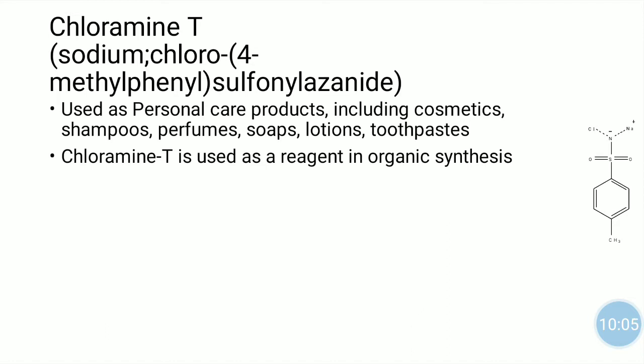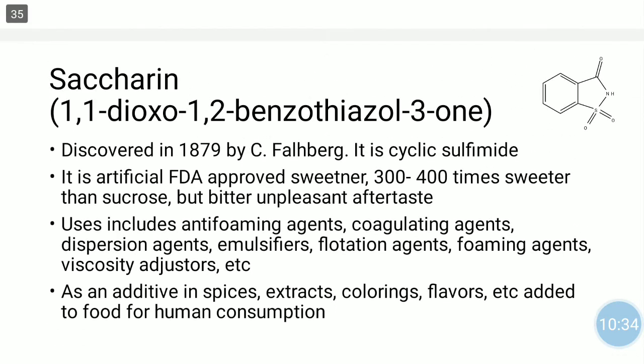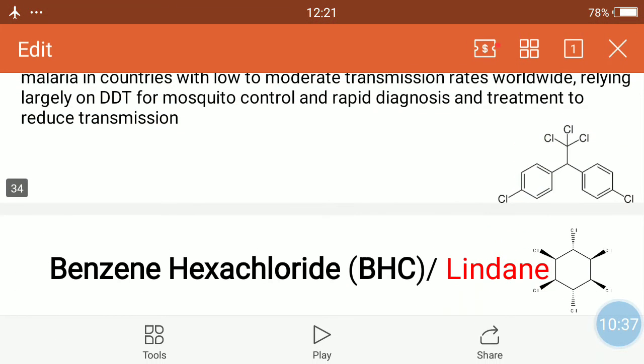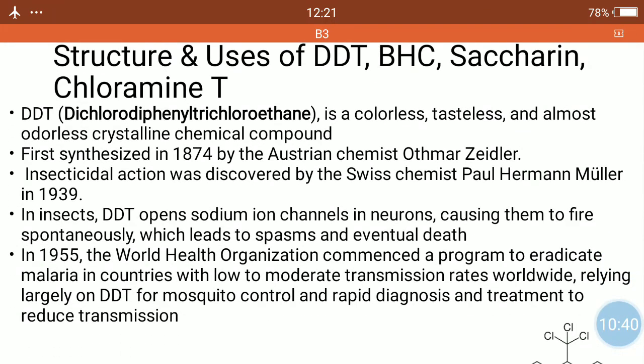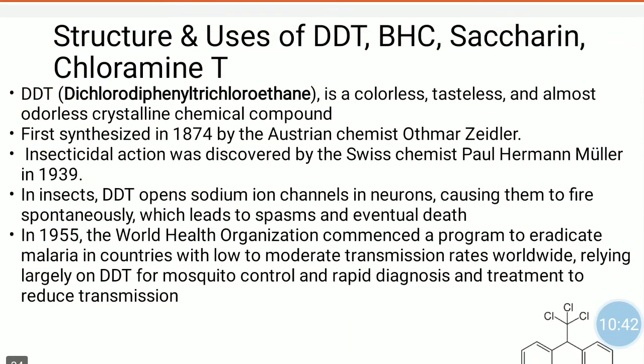It is mainly used in personal care products including cosmetics, shampoo, perfumes, soaps, lotions, as well as toothpastes. So all these are personal care products. And the last use is that chloramine T is used as a reagent in organic synthesis. That is the use in organic chemistry. So these are the total 4 to 5 examples given in the syllabus whose structure as well as uses we need to understand. Detailed information we will share during our interaction.